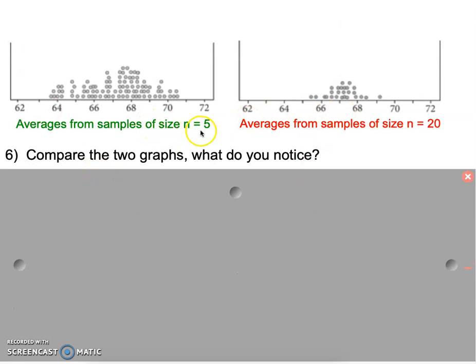Sample size of 5, sample size of 20. Compare the two graphs. What do you notice?